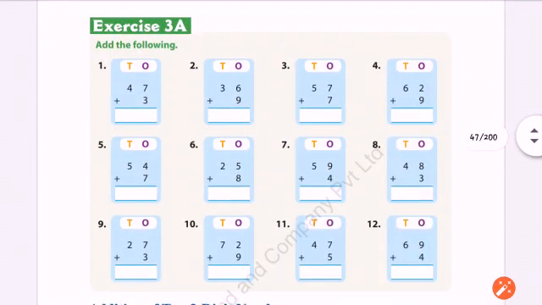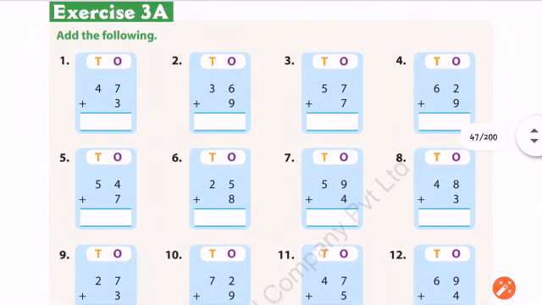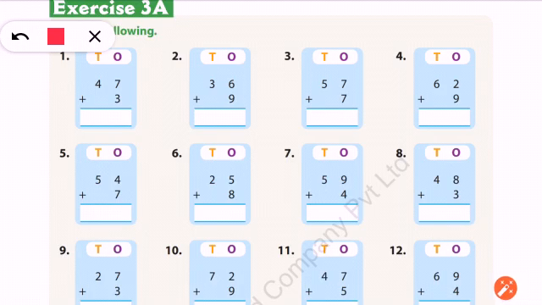Exercise 3A. So now we will start our first question of exercise 3A. So 7 plus 3 is 10. Okay. Just remember when we do ones and tens. Okay. On ones place is 7 and on tens place is 4. So 0 will be here and 1 will be carry at 4. 4 plus 1 is 5. So the answer will be 50. Okay. See the next question.